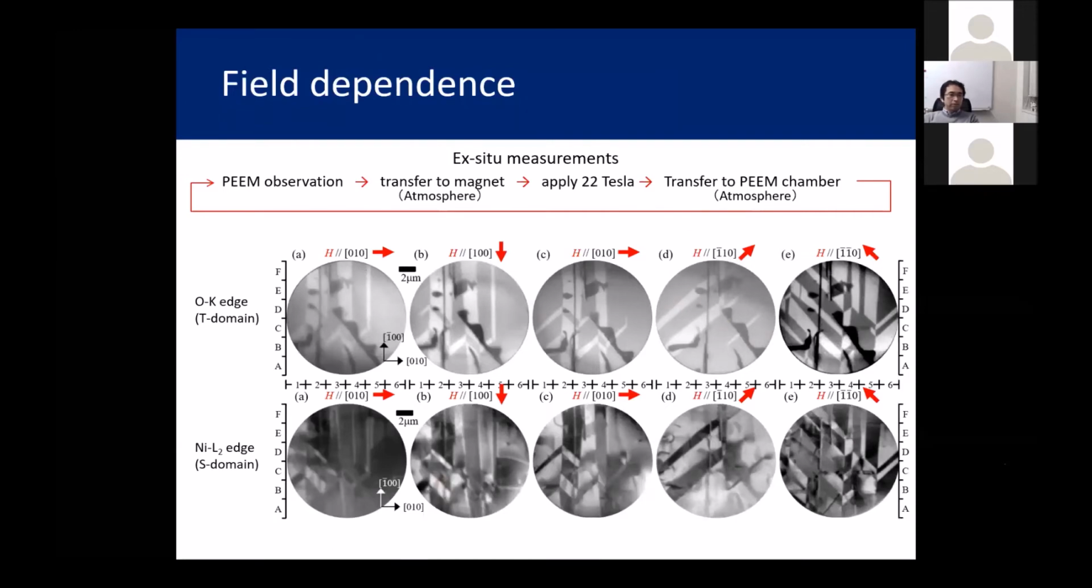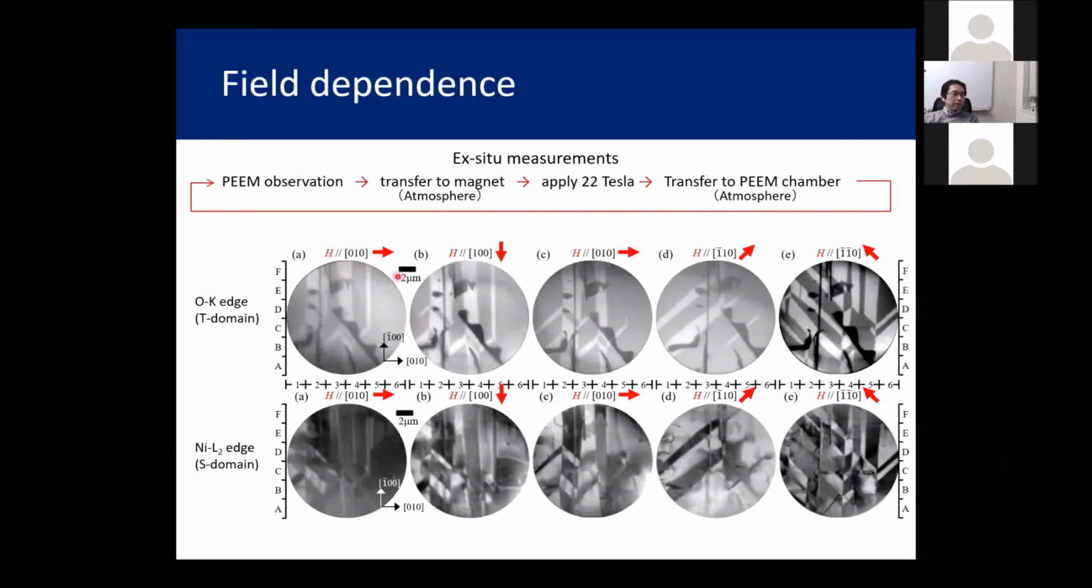We then see the domain evolution with 22 Tesla of the external field. I just want to note that this is an ex situ measurement, meaning that the magnetic field was applied outside the PEEM chamber. Therefore, we are basically looking at the remnant states after each field application. So we did this cycle: we observe a PEEM image, transfer to the magnet, apply 22 Tesla, and then transfer back to the PEEM chamber to observe the image.